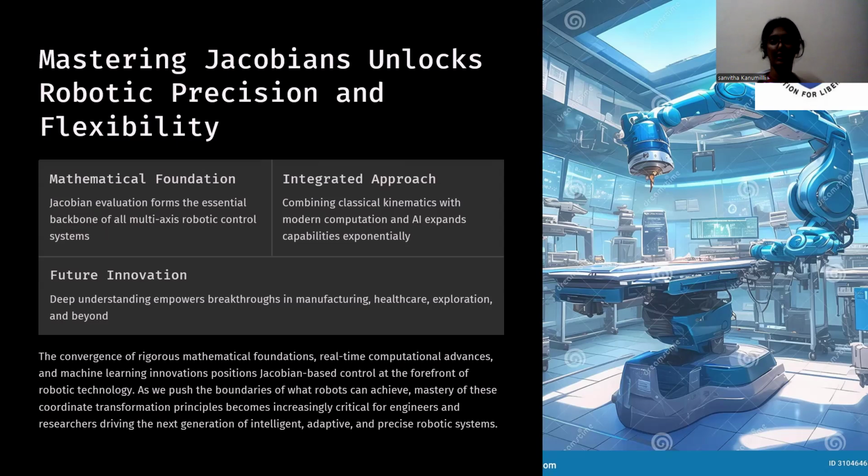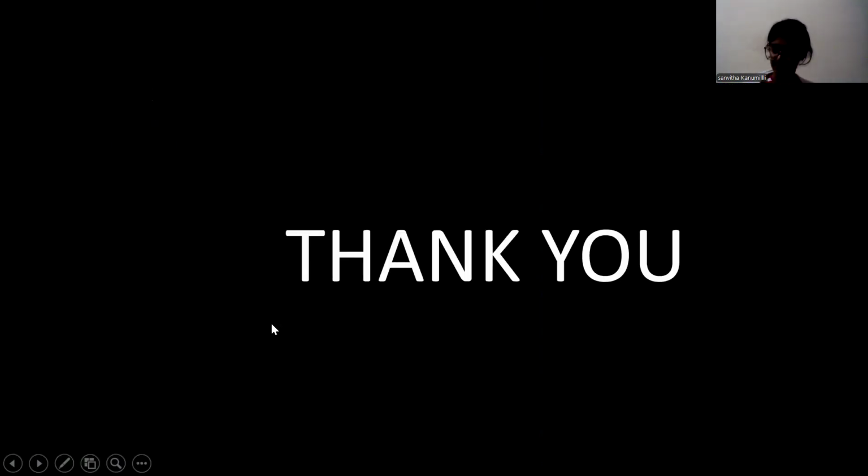The convergence of rigorous mathematical foundations, real-time computational advances, and machine learning innovations positions Jacobian-based control at the forefront of robotic technology. As we push the boundaries of what robots can achieve, mastery of these coordinate transformation principles becomes increasingly critical for engineers and researchers driving the next generation of intelligent, adaptive, and precise robotic systems.